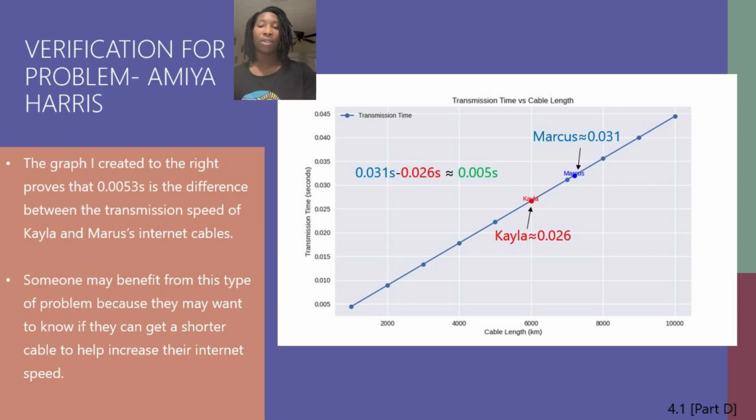The graph I created to the right proves that 0.0053 seconds is the difference between the transmission speed of Kayla and Marcus's internet cables. As you can see on the graph, Marcus is at about 0.031 seconds, and Kayla is at about 0.02 seconds. If we subtract the two, we will get about 0.005 seconds, which is an extremely small margin of error from our answer, which is 0.0053 seconds.